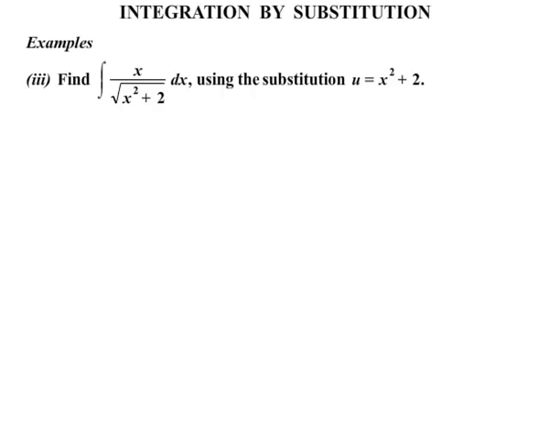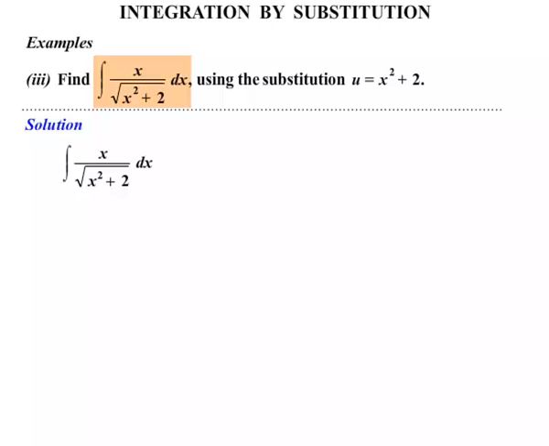And final example, find the integral of x over the square root of x squared plus 2. And we're using the substitution this time of u equals x squared plus 2. So the solution then, write down the integral, let I equal that. That's our substitution, so let u equal x squared plus 2. And looking at that equation, we're finding du dx, which in this case would equal 2x. Now need to get dx by itself, so we'll swap that with the 2x. So we get the dx equals du over 2x.